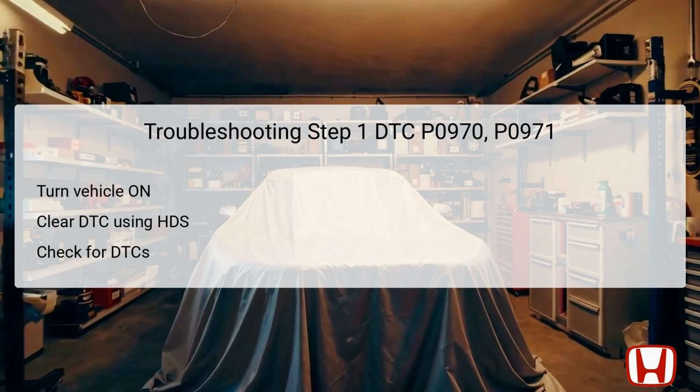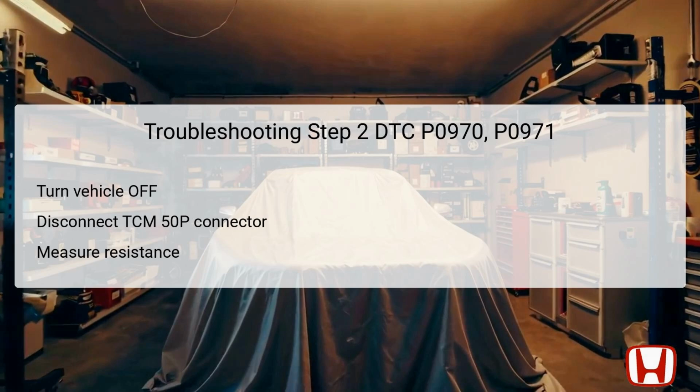Should the P0970 or P0971 codes reappear, it indicates a continuous issue that requires further investigation. Notably, if no codes appear, it may suggest an intermittent fault situation, which should lead to checking electrical connections and terminals for potential loose connections.